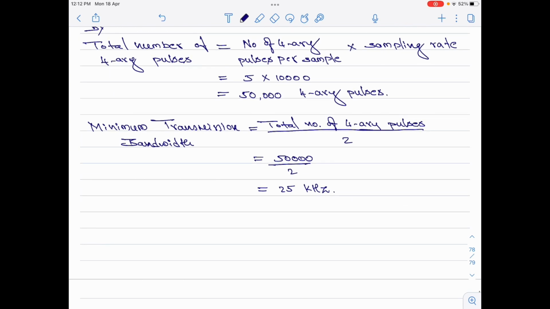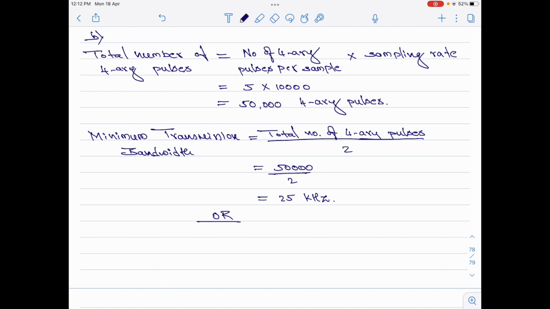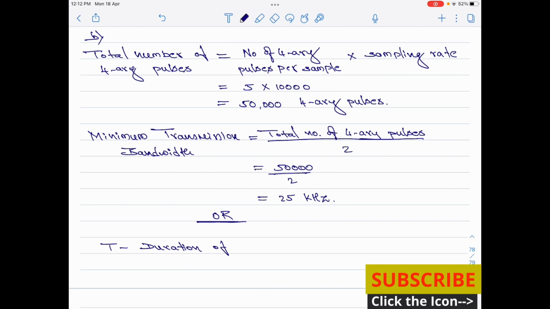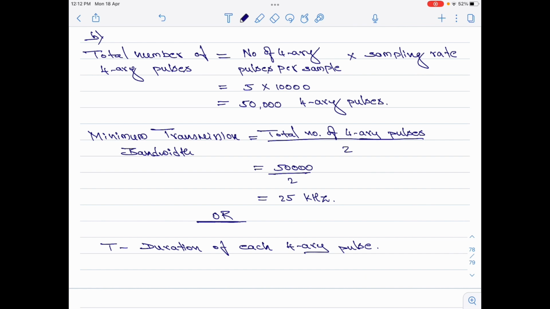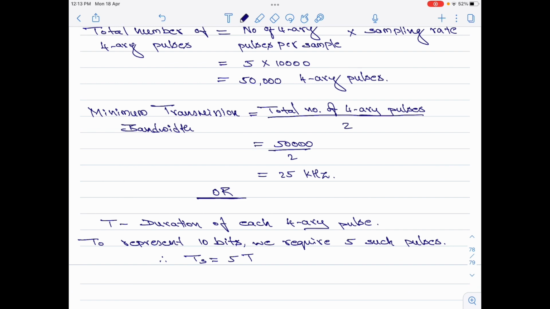Please note, there is an alternative way of finding the same, and I will solve using that method as well. Let us now take capital T as the duration of each 4-array pulse. To represent 10 bits, we will require 5 pulses. So, Ts is equal to 5T. Please note, Ts here stands for the sampling interval and capital T represents the duration of each 4-array pulse.